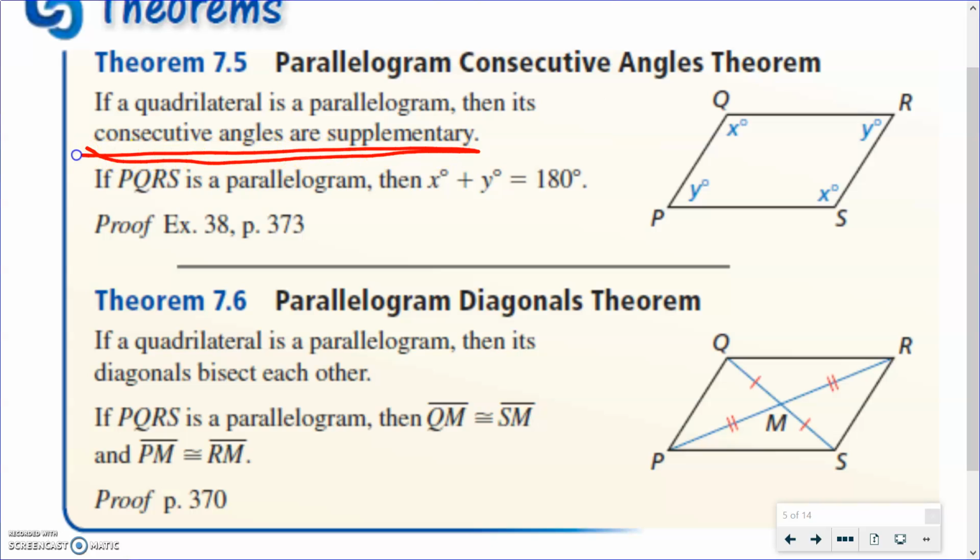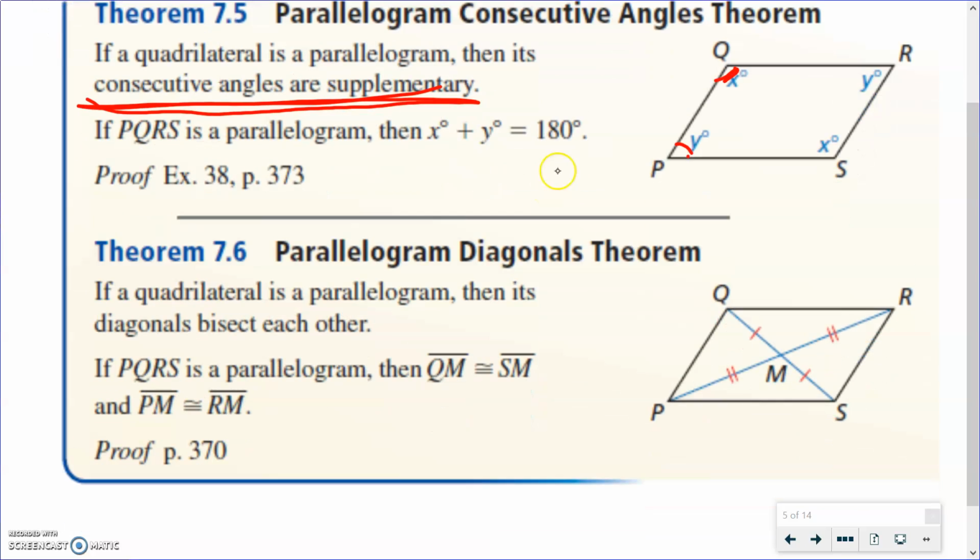Okay, so the consecutive angles mean the angles that are right next to each other, or the ones that would be like same side interior angles, is kind of what we called them when we were talking about parallel lines. So like this angle and this angle added together would equal 180 degrees.